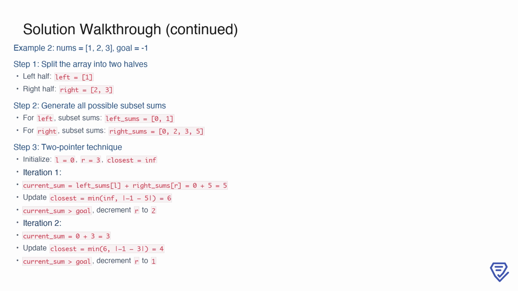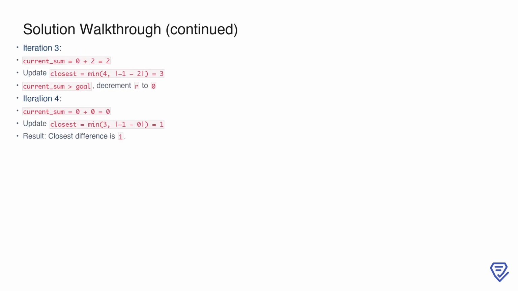In the first iteration, the current sum is 0 from left_sums plus 5 from right_sums, totaling 5. The difference from the goal is 6, so we update the closest difference to 6. Since the current sum is greater than the goal, we move the right pointer backward. Continuing with the two-pointer approach, the next iteration gives a current sum of 0 plus 3, which totals 3. The difference from the goal is now 4, so we update the closest difference to 4. Again, the current sum is greater than the goal, so we decrement the right pointer.